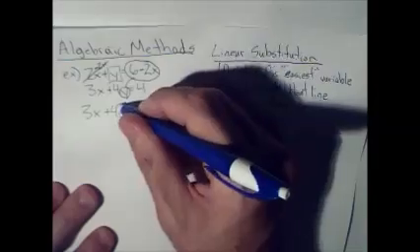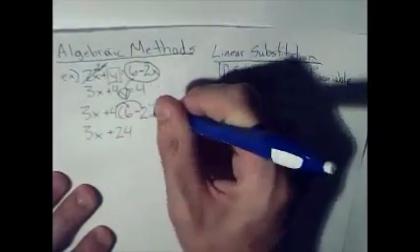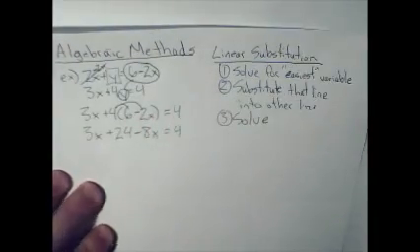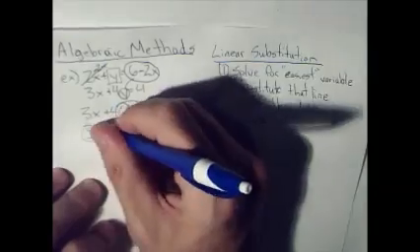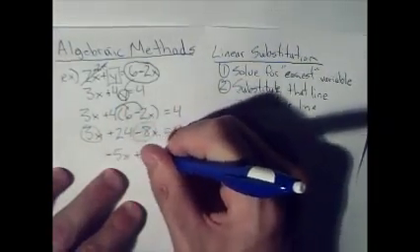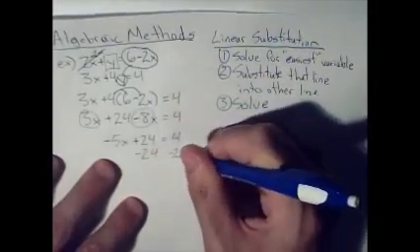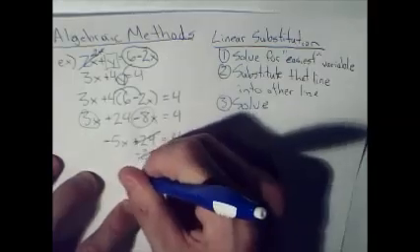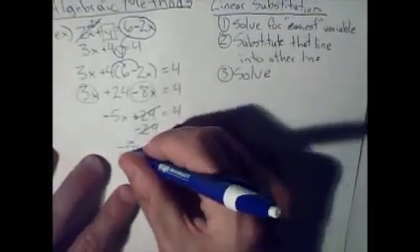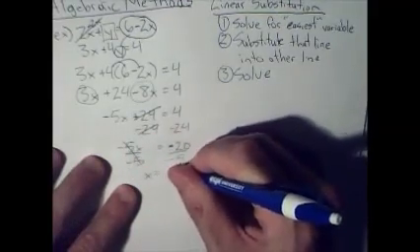In this case, and in most cases, I'm going to distribute the 4. 3x plus, I end up with 24, minus 8x equals 4. Well, what I want to do is combine my like terms. Negative 5x, take the sign of the bigger number, plus 24 equals 4. Minus the 24 to get my x alone. Negative 5x equals negative 20. Take the sign of the bigger number. Divide by negative 5. Divide by negative 5. I get x equals 4.